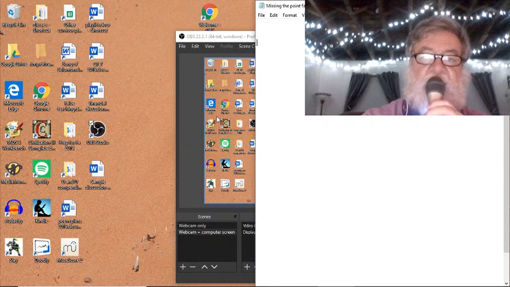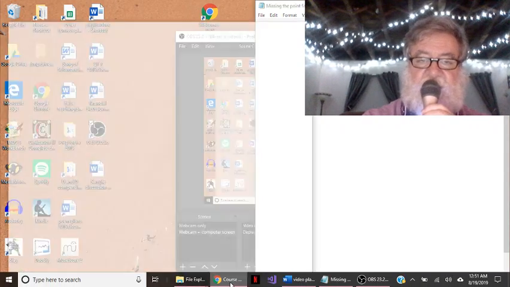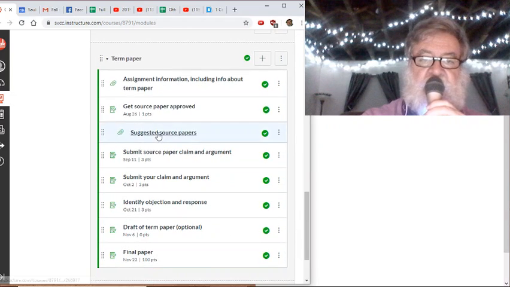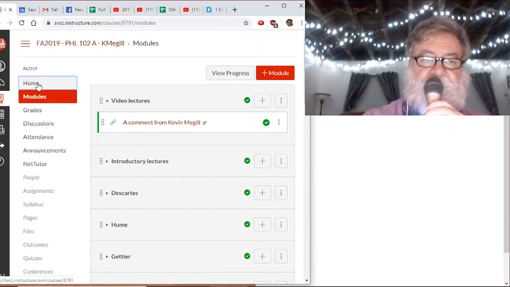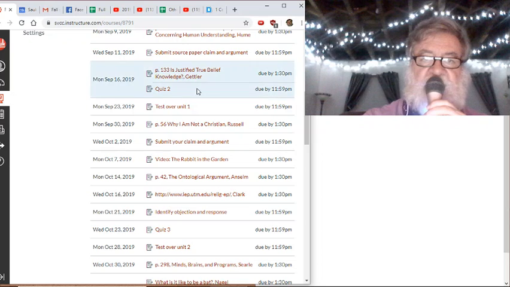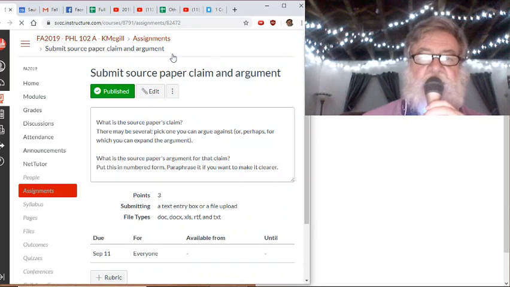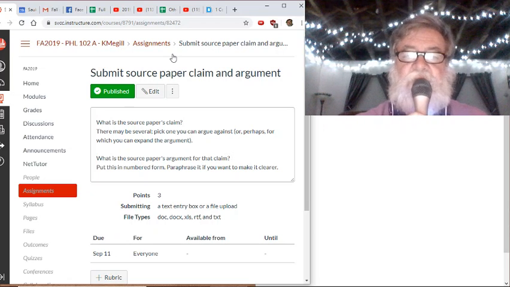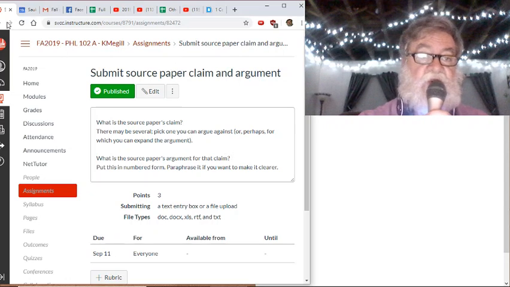If you go back to the Canvas page, you can see that it has places where you turn in each of these checkpoints. Here's the first one, submit source paper, claim, and argument. Well, that's the second one, actually. So I'm asking there, what is the source paper's claim? What is the source paper's argument for that claim? Put it in numbered form. We'll talk about that as the class goes on. That will be one of the things you'll turn into me.